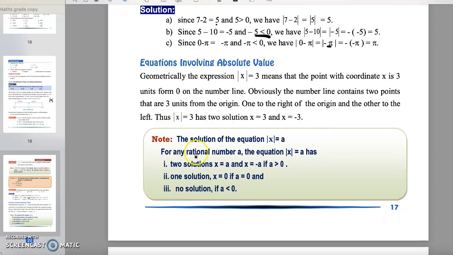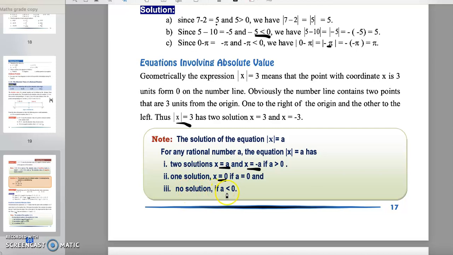We will see here how we solve equations that have absolute value. So the solution of the equation absolute value of x equals a. For any rational number a, the equation absolute value of x equals a has three cases. It can have two solutions, x equals a or x equals minus a; an example will make it clearer, but this is an overview. Two solutions if a is greater than 0. For example, if absolute value of 3 is given, 3 is a, right? So 3 is greater than 0. If a is greater than 0, then there are two solutions, which are x equals a or x equals minus a. If a is 0, it only has one solution, which is x equals 0.